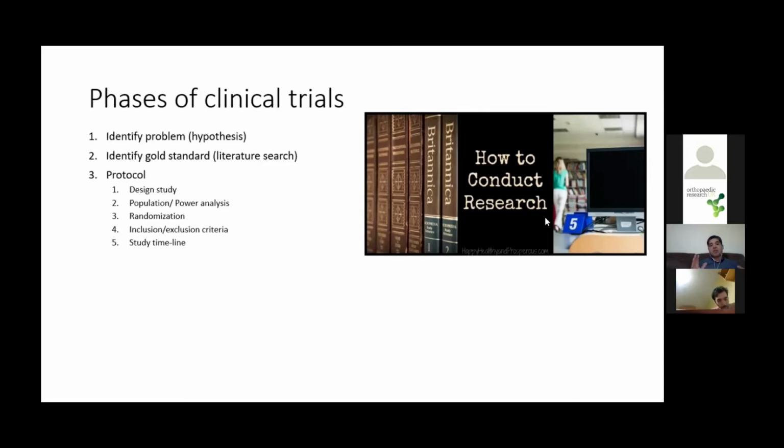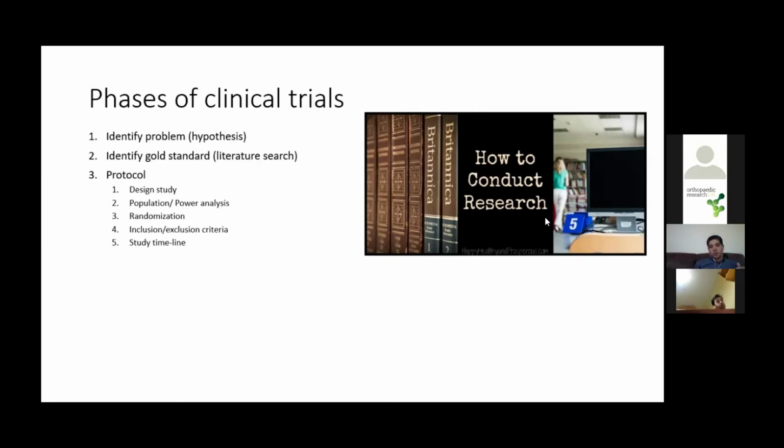Then decide what kind of randomization you are going to use. Like computerized randomization, stratified, or blocking technique, whatever. And you have to mention that. What are your inclusion and exclusion criteria? So I will exclude patients below 50 years. I will exclude patients above certain limits. I will exclude patients with diabetes, Charcot disease, whatever.